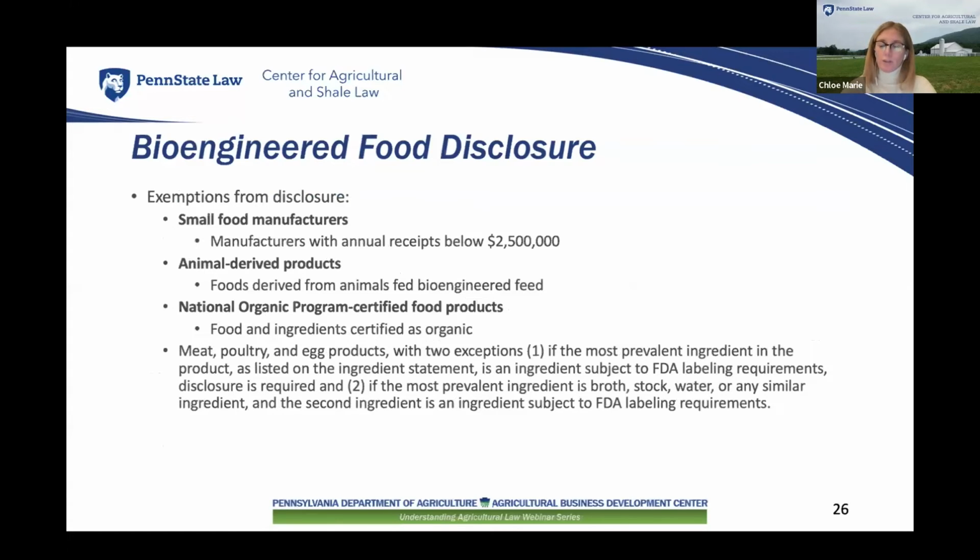So the disclosure standard would still apply if the most prevalent ingredient, so the first listed in the ingredient list, would normally be subject to FDA labeling requirements. For example, single ingredient raw ground beef would be exempt from the disclosure requirements, but a pepperoni pizza with any type of bioengineered flour as the first ingredient would be subject to disclosure. Or if the most prevalent ingredient is broth, stock, water, or similar ingredient, and the second ingredient would normally be subject to FDA labeling requirements.